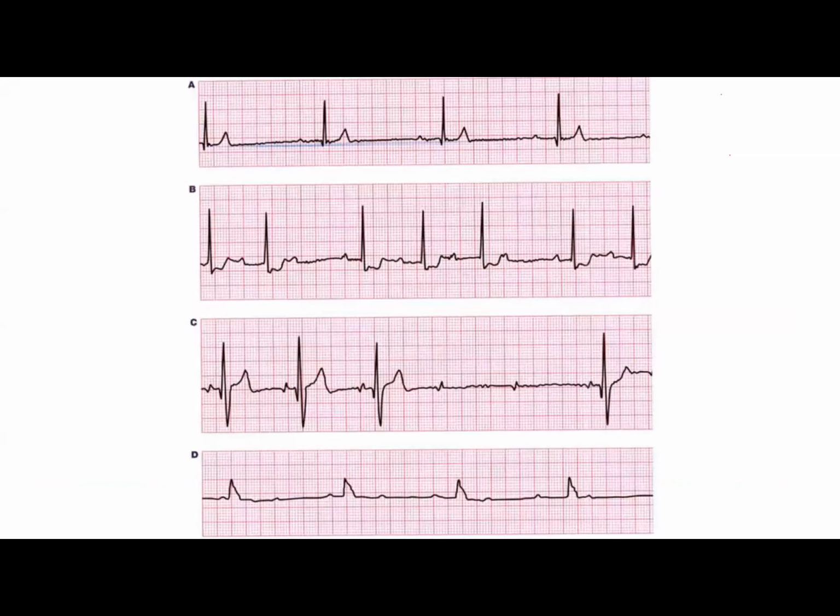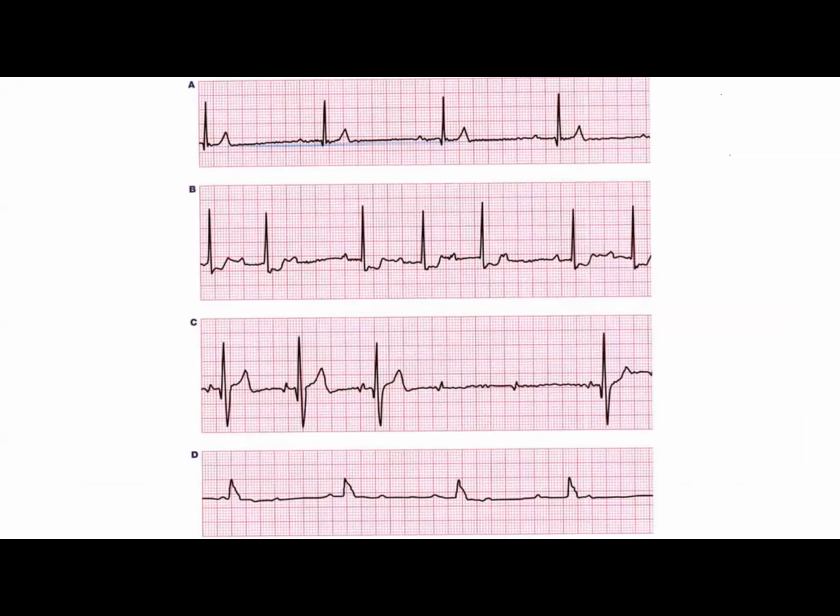And the first rhythm that we saw with the scenario was complete heart block. So this is the comparison between all 4 rhythms. The first one is a first degree block with prolonged PR. The second rhythm is progressive prolongation of PR. That is Mobitz type 1.